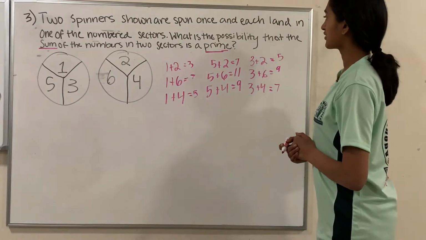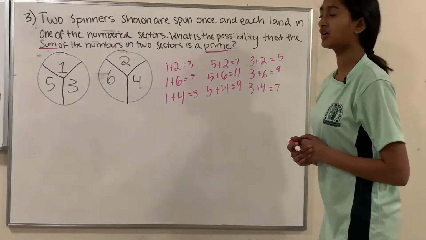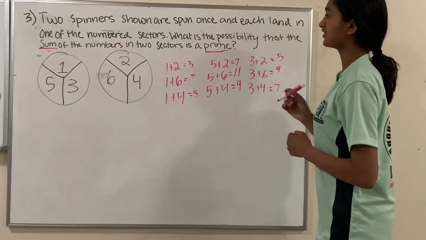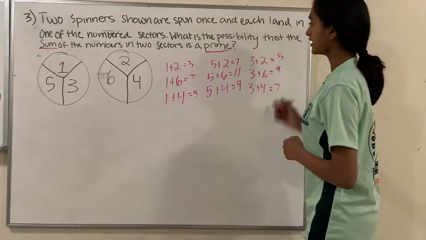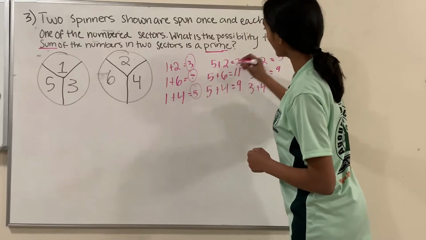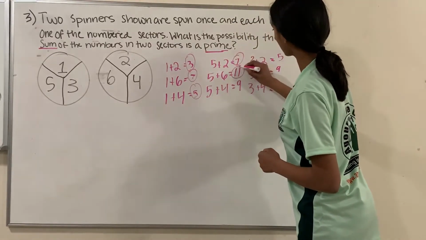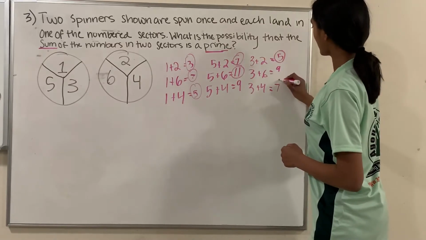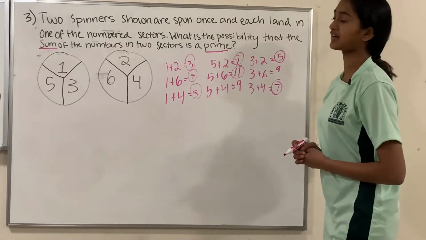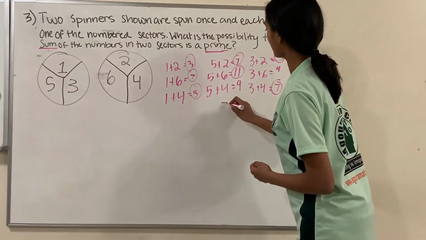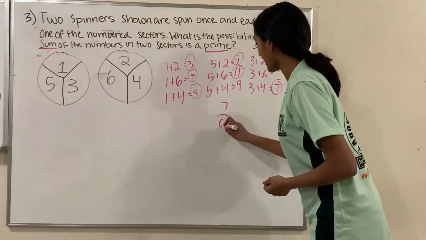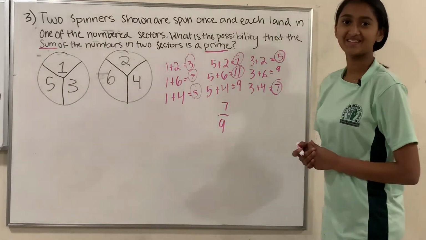After this, you have to circle all the sums that are prime because we want to find the probability that the sum of the numbers is prime. So 3, 7, 5, 7, 11, 5, and 7. Now that we've circled all the prime numbers, we're going to count them all up. When we count them all up, we get 7. Put that over the total number of possibilities, which is 9, and that is our probability.